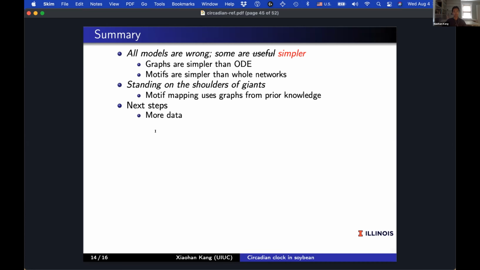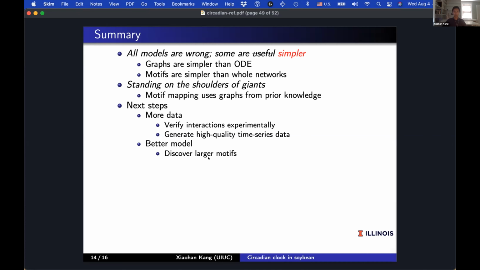And next steps, we would like to have more data, of course, and for graph inference, that could mean we want to verify the direct interactions experimentally, but we also would like to have more high quality time series data, which can be useful for both COSNET prediction and for the ODE parameter estimation. And given that, we would like to modify our model to get better models. In particular, we want to be able to discover not just the 2 or 3 gene motifs, but the larger motifs, which actually give you the pathway of the circadian clock.